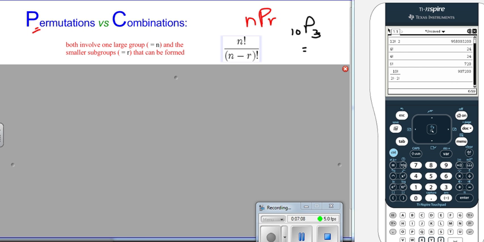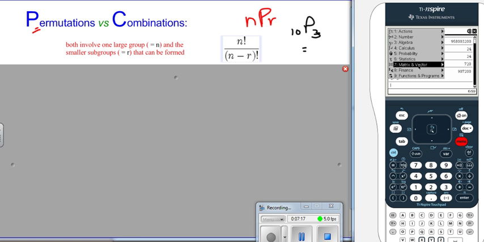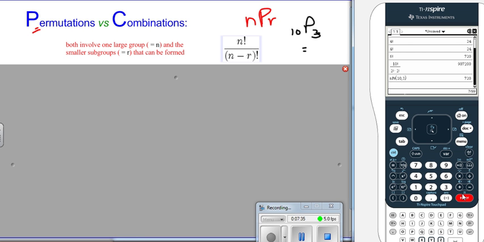You could use the formula by plugging in and doing the separate factorials, but the calculator will let you do it as well. Now, again, if you hit menu and you go to probability, you'll see a permutations option right there. When you see nPr in your calculator, it wants to know what the n and the r is. You've got to separate it with a comma. So we'll type 10, comma, 3, and hit the enter key, and it'll tell us there are 720 possibilities.